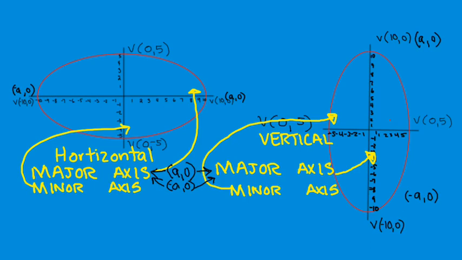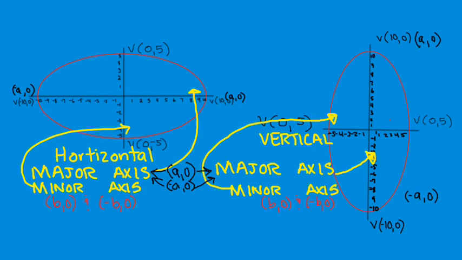The major axis vertices are represented by (a, 0) and (-a, 0). You can see this a value does not change whether it is y or x. It just goes with the major axis.